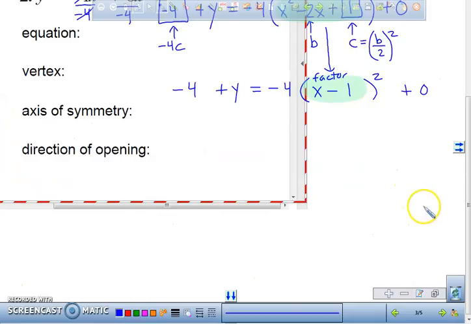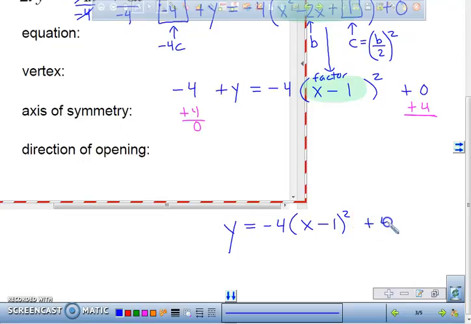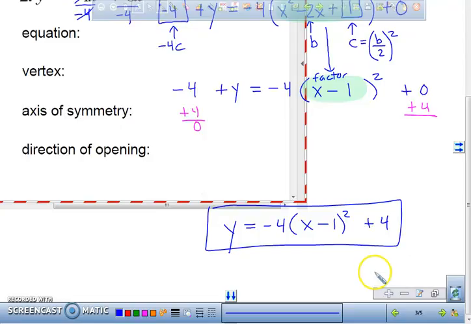Now we're basically almost done. All we have to do is one step. We're going to add this 4 from this side to zero it out. We're going to add it right over here with the 0. And here is your final answer. y equals negative 4, open parentheses, x minus 1 squared, plus 4. This is your answer in vertex form.